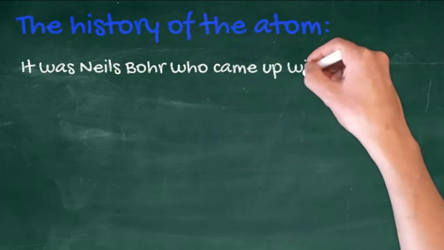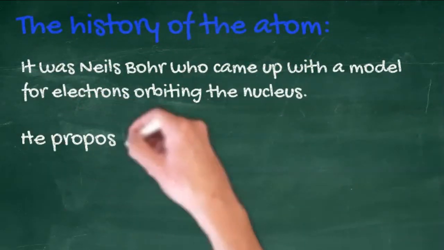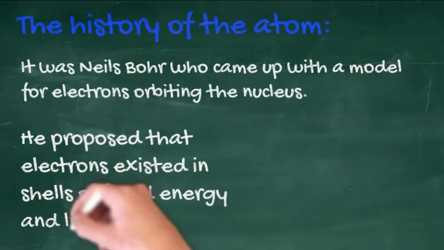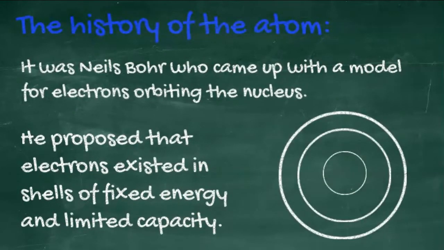It was the Danish scientist Niels Bohr who came up with a mathematical model for electrons orbiting the nucleus. He proposed that electrons existed in fixed shells of fixed energy and of limited capacity.